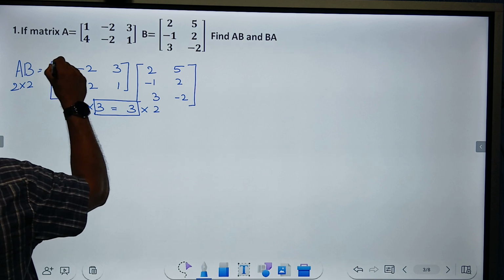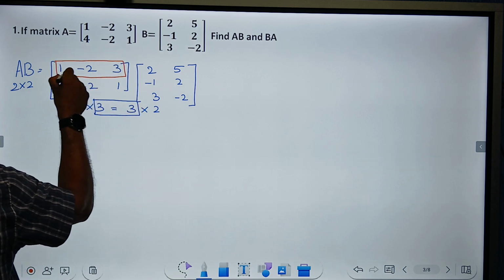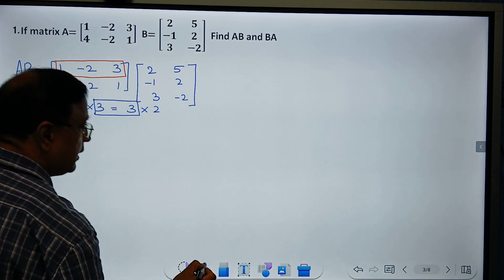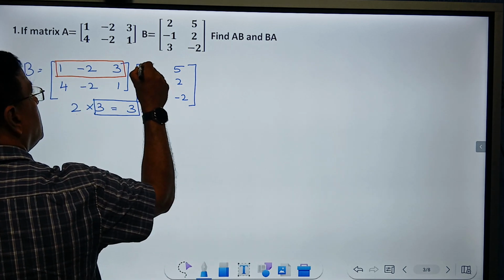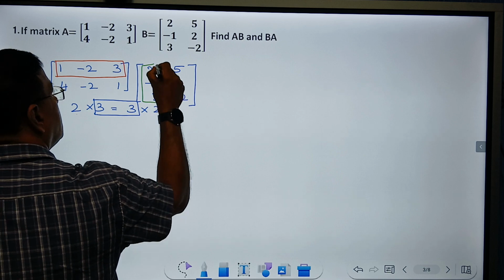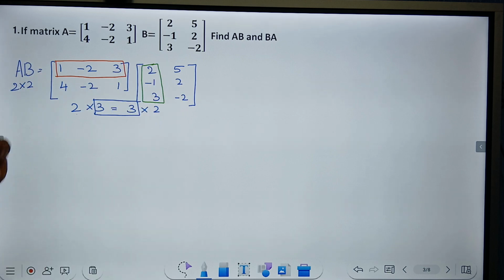First let me fix the row. You don't have to do all this. This is for your understanding. I'm drawing these rectangles inside. So don't do it in the exam. It will confuse you and the examiner. Okay. Now look at this.